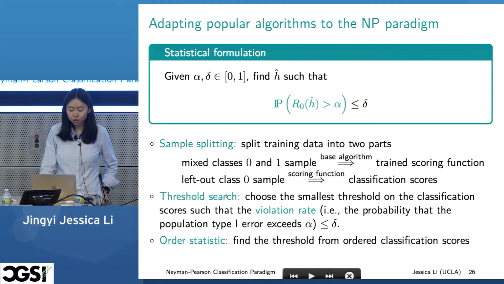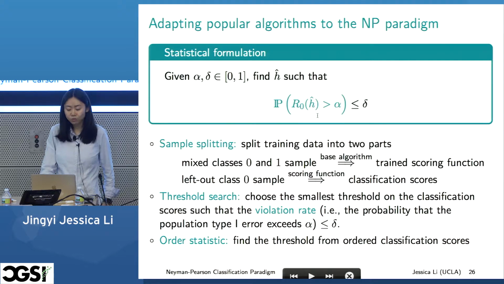Our goal is to choose the smallest threshold among these scores so that the violation rate, which is the green part we call the violation rate, is no greater than delta. This is the criterion for us to find the threshold. And how do we achieve it?